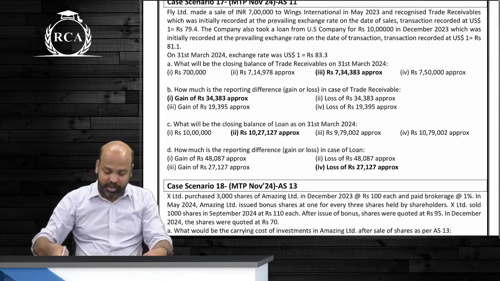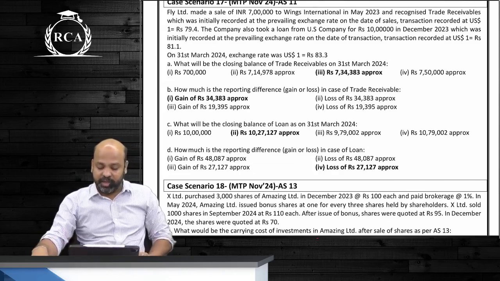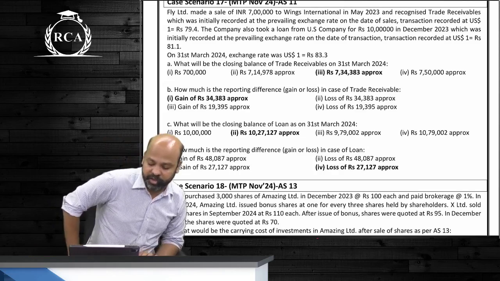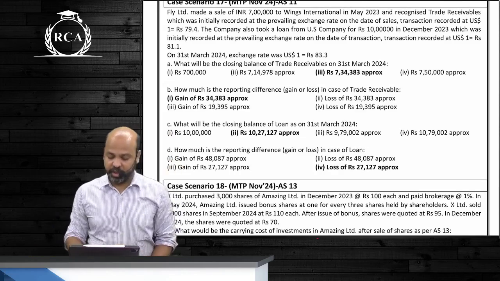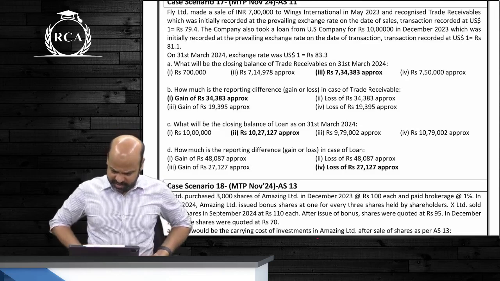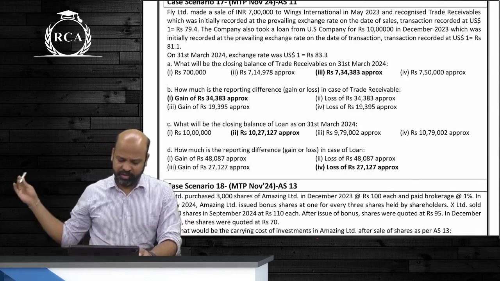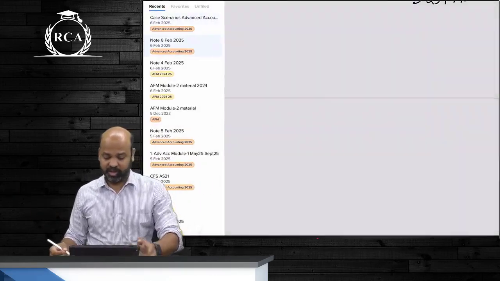It's simple monetary item. Company also took a loan from US company for rupees 10 lakhs in December 2023, which was initially recorded at prevailing exchange rate on the date of transaction. Transaction recorded at $1 is equal to 81.1. On 31st March, exchange rate is so much. Useless question. Yes or no, guys?